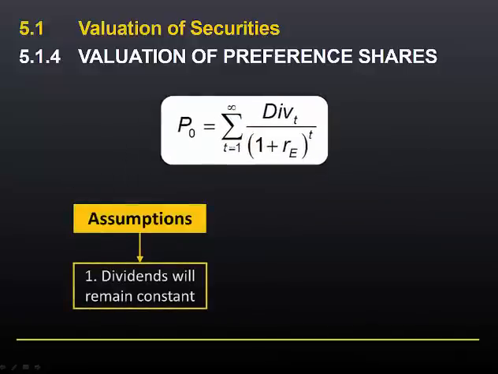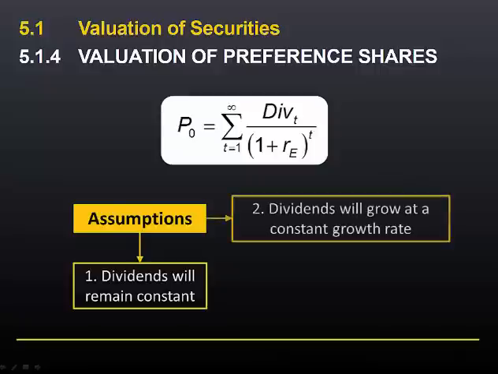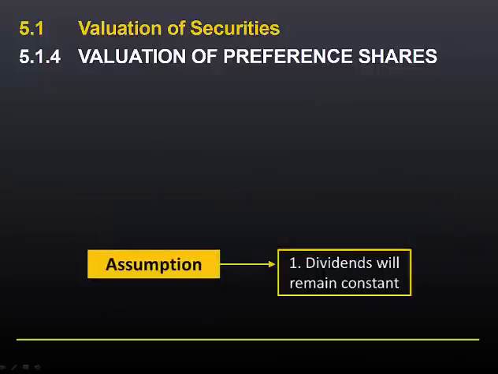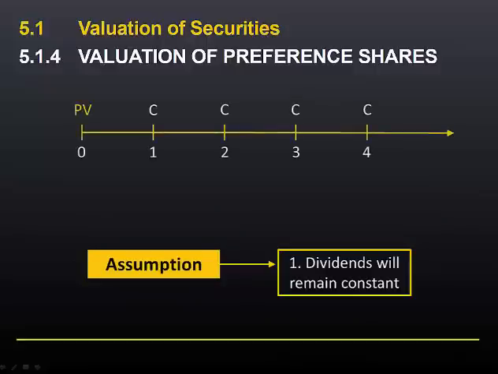Number 1, dividends will remain constant. Number 2, dividends will grow at a constant growth rate. We will use the first of these assumptions in calculating the value of a preference share. That's because the dividends you receive from a preference share constitute a perpetuity, the same cash flow, repeated every period, forever.